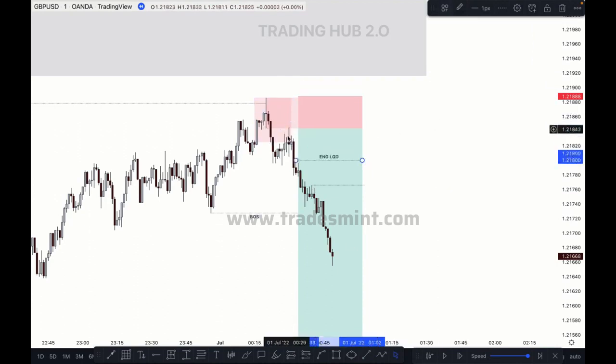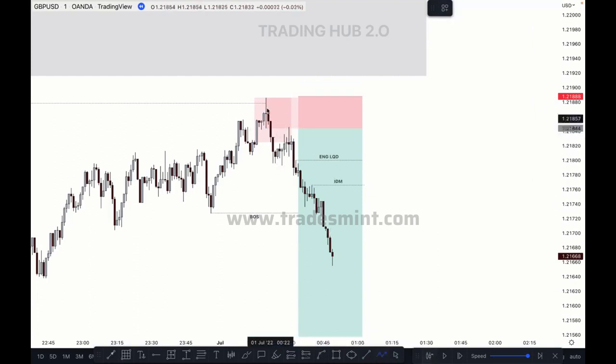I'm talking about this move. Correct. I'm not talking about this one, because this is our minor structure like this. So this high must be taken out, and this is our inducement, and this is engineering liquidity. At the inducement point, probability is 50-50%, and at the engineering point it increases, because this is our high probability zone.